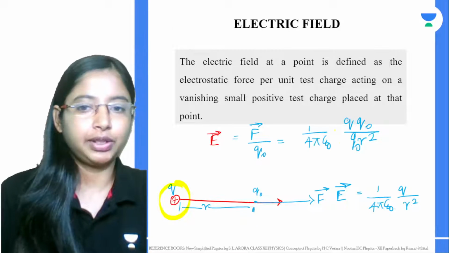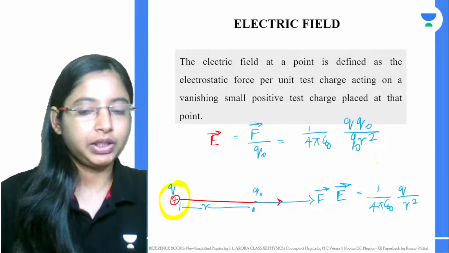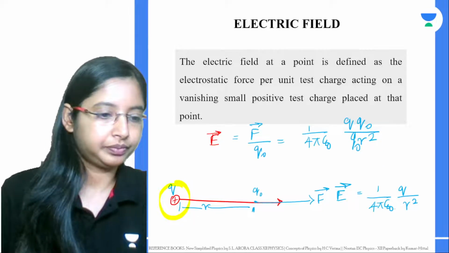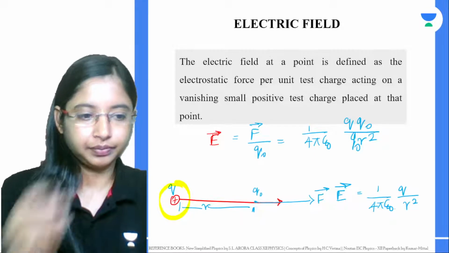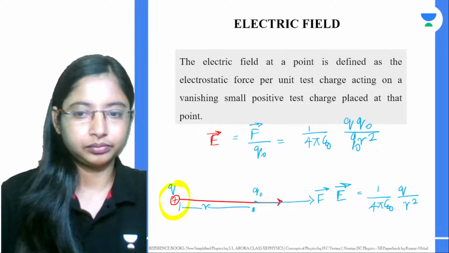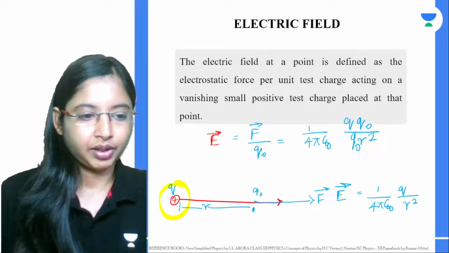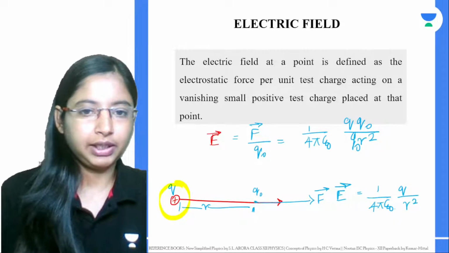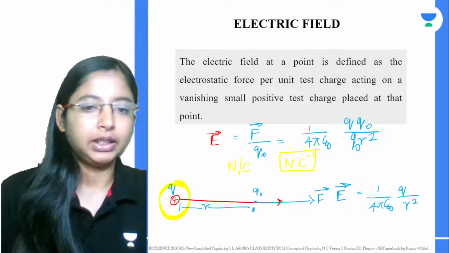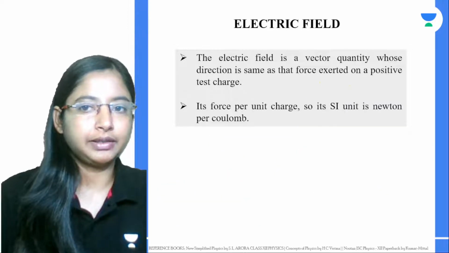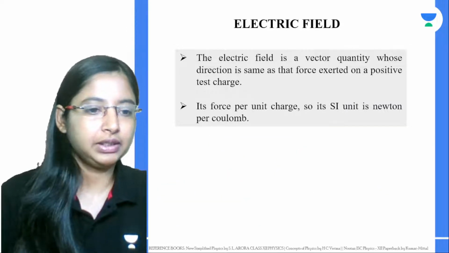What would be the unit of electrostatic field? Electric field is given by force per charge. The unit of force is Newton, so the unit is Newton per Coulomb. This is your unit of electrostatic field. It is a vector quantity, and the electrostatic field is measured in Newton per Coulomb.